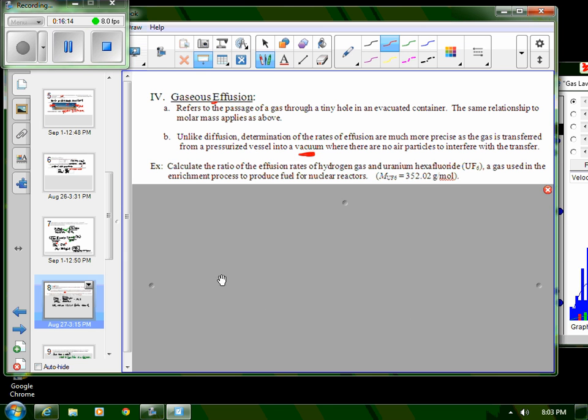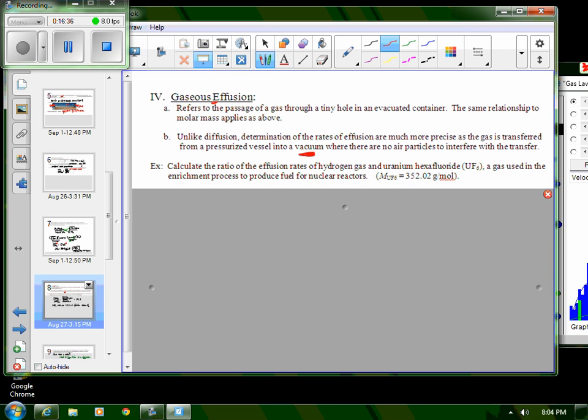So take a look at this problem. Calculate the ratio of the effusion rates, same thing as diffusion really, of hydrogen gas and uranium hexafluoride, a gas used in enrichment. So here we're going to use Graham's law again. Here's where I'm going to pause, and I want you to try it, and then resume the video to check your answer.